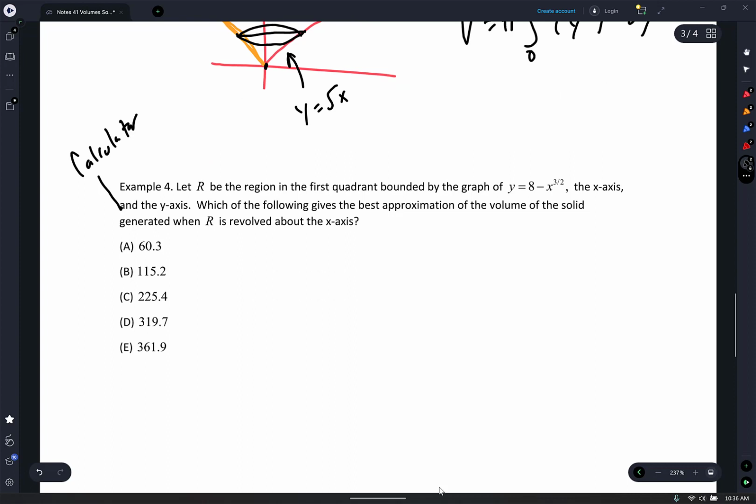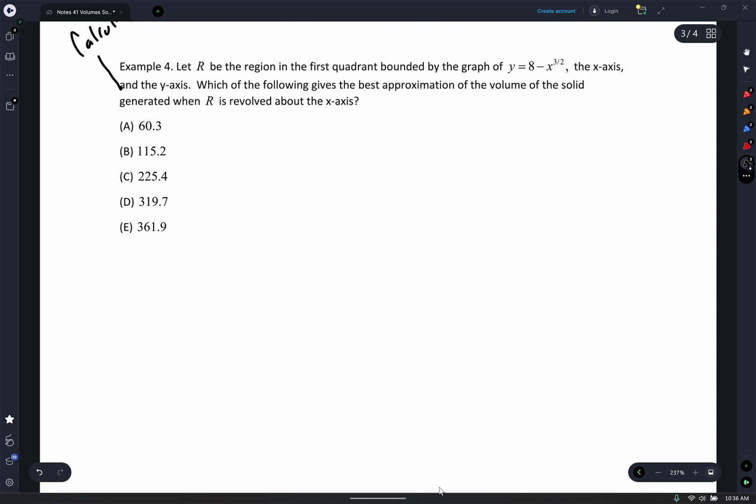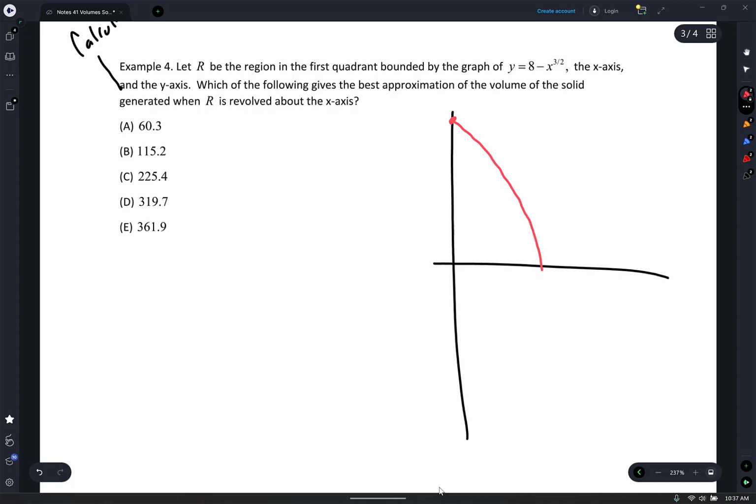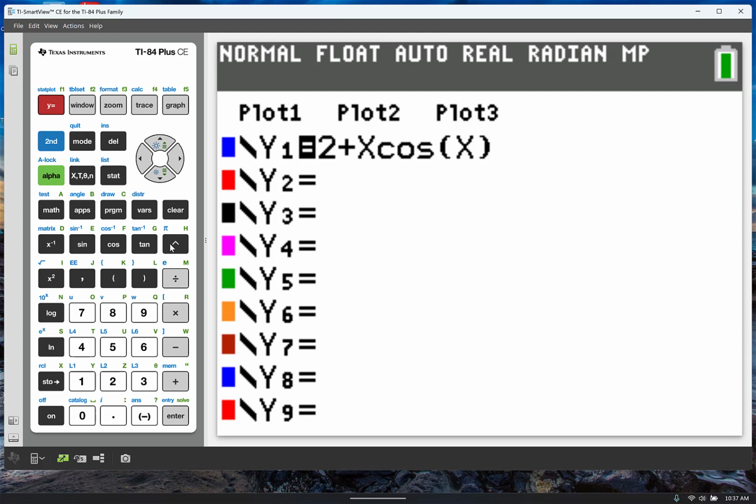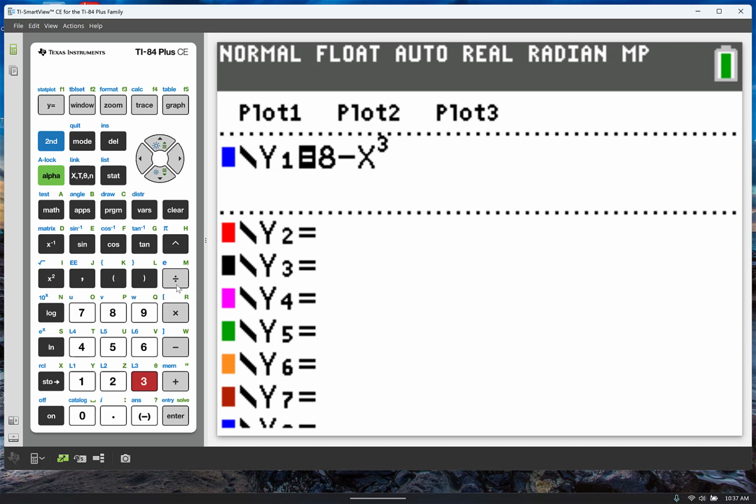I haven't looked at it, guys. I do not know how it looks, but I have an idea. So I'm going to exaggerate quadrant 1 and 4. I'm going to say here's 8, and this has to look something like that. How do I know that? Well, I don't, I'm just assuming. Let me clear this. 8 minus x to the what again? 3 over 2.